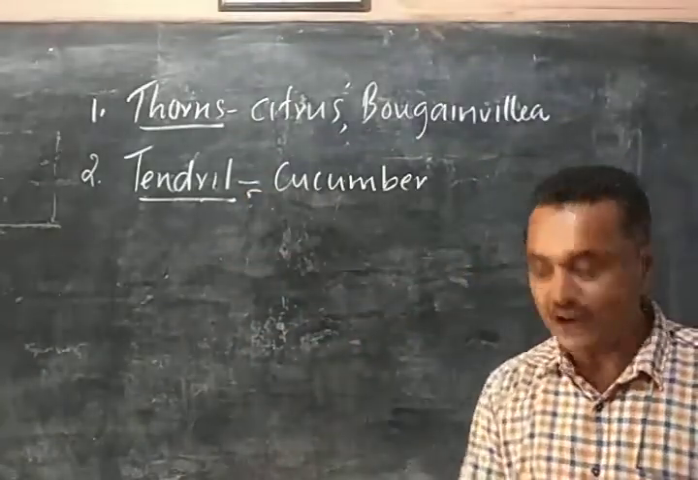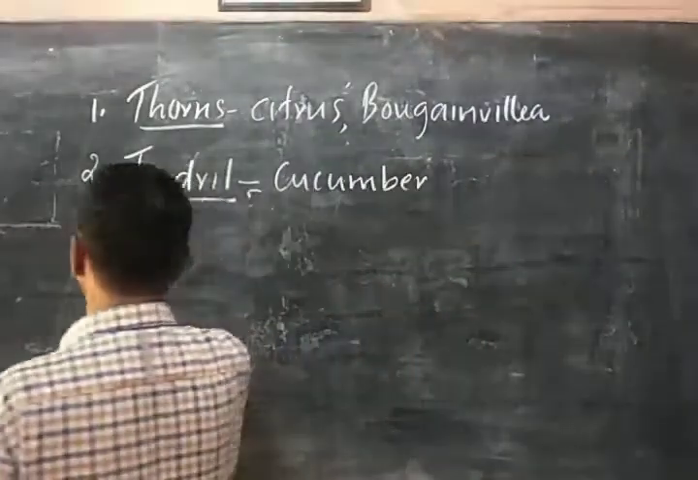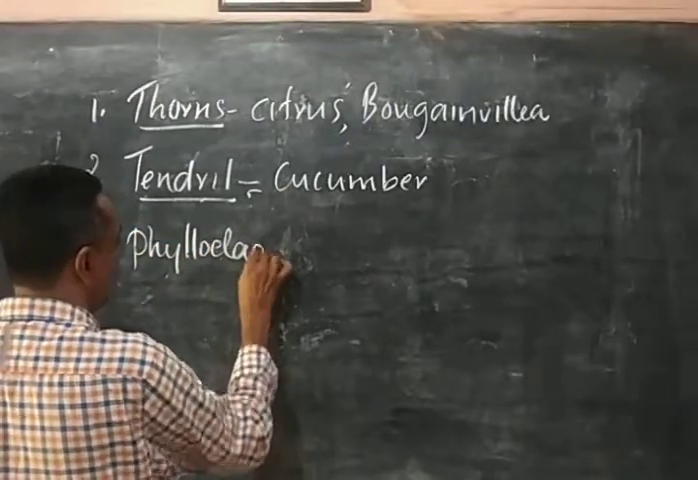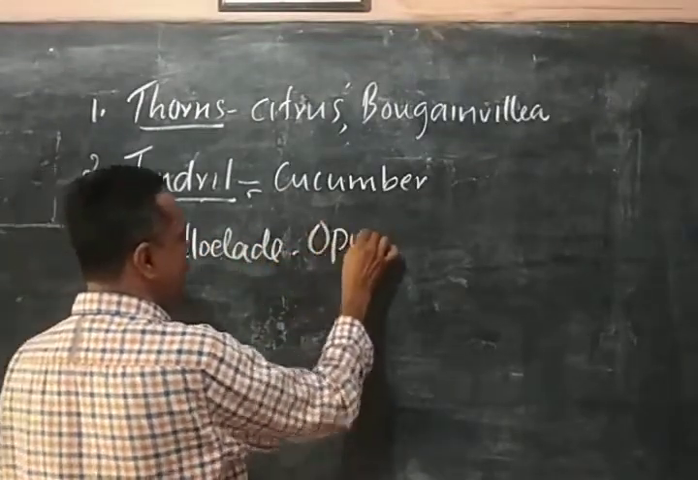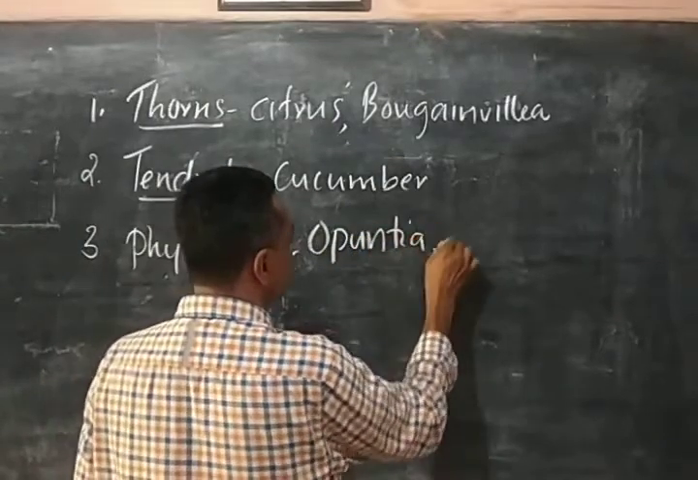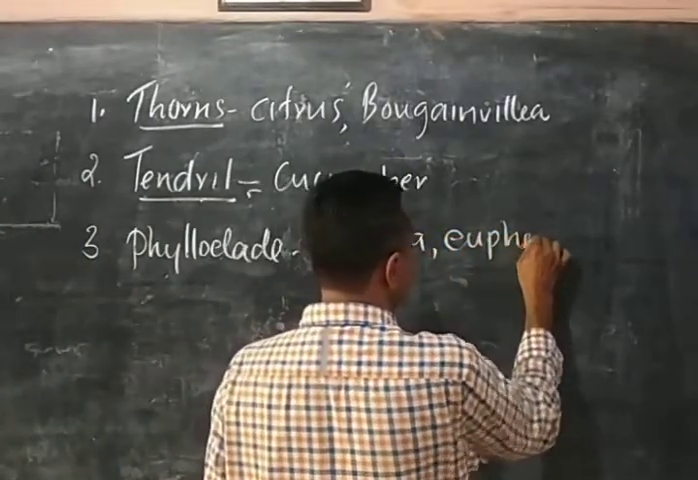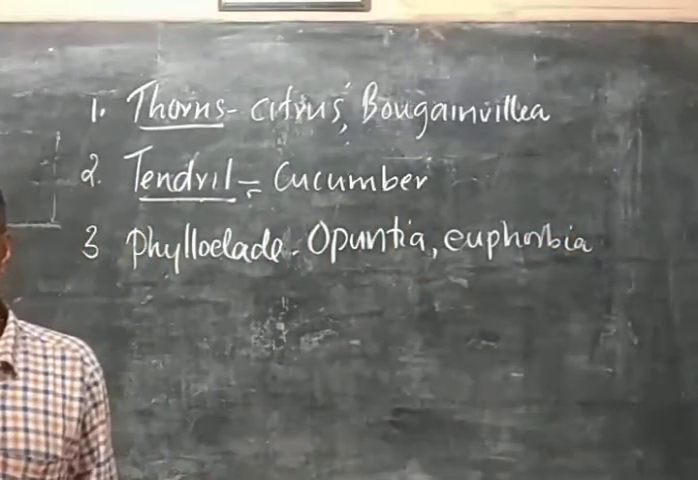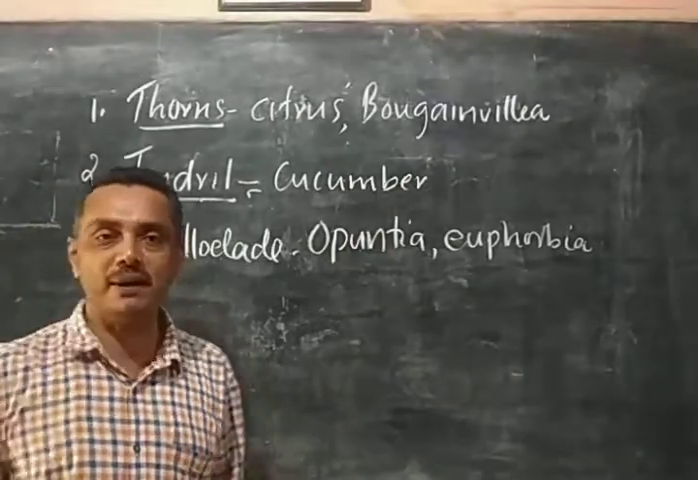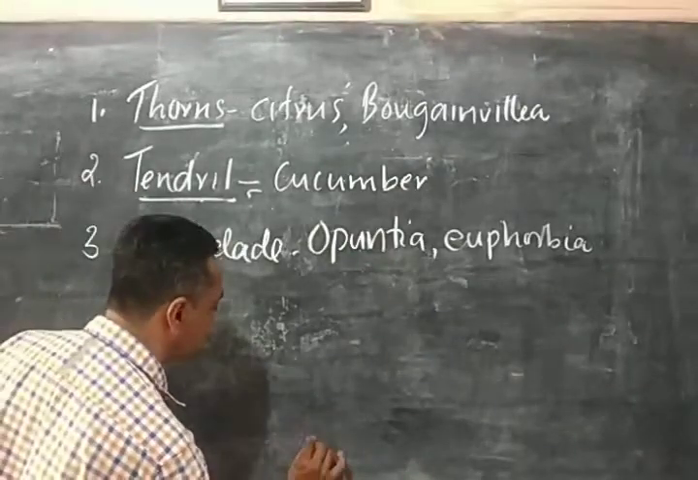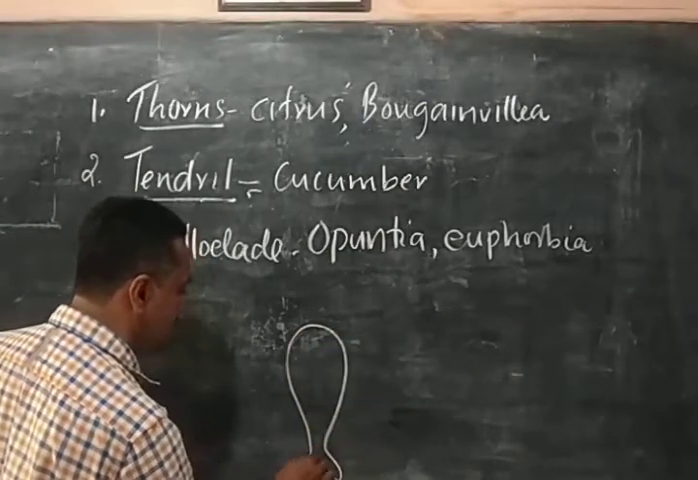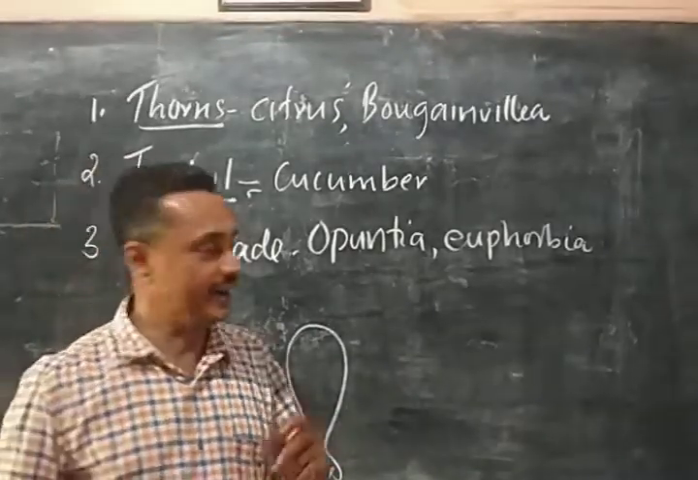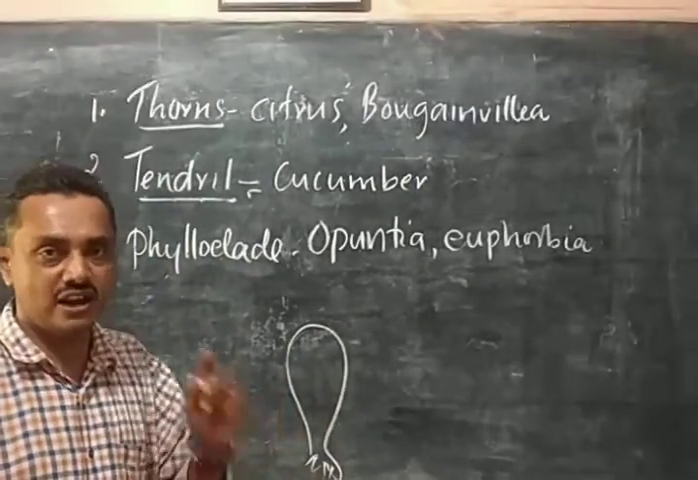Then comes the third one. It's also familiar to you. That is called phylloclade, as in plants like Opuntia or Euphorbia. It's a garden plant. Opuntia is a plant growing in desert regions. A green, fleshy plant like this. In desert and sandy areas, you can see plants like Opuntia, with a green, thick structure.